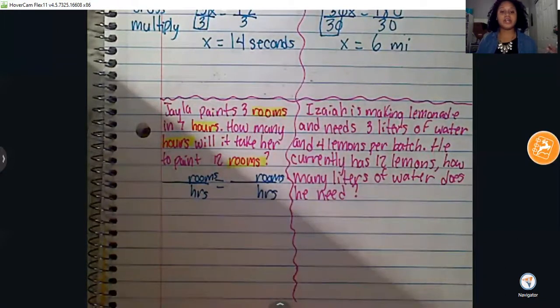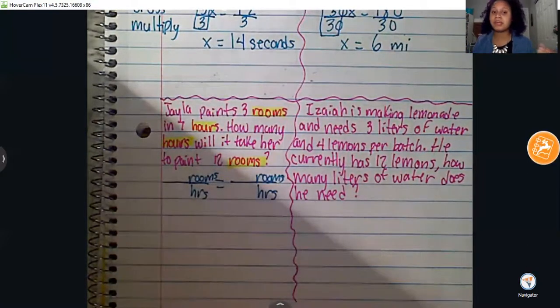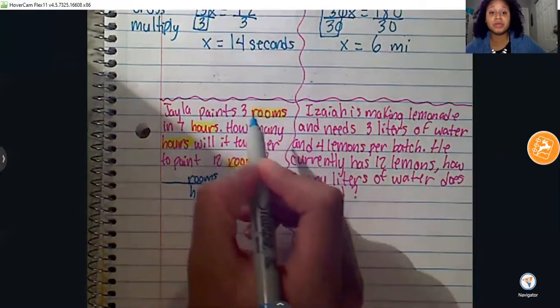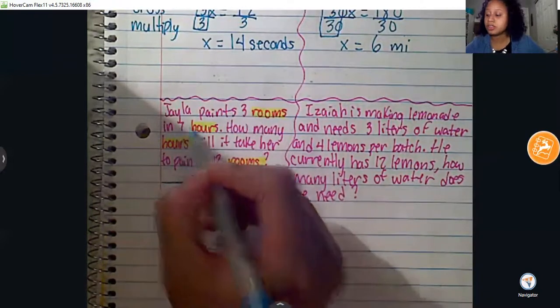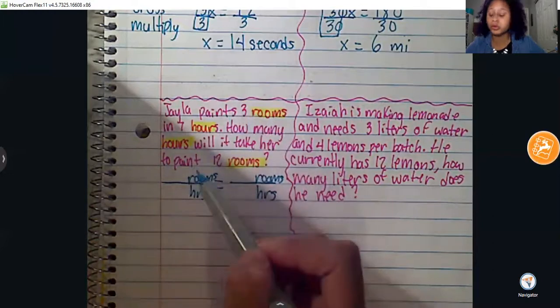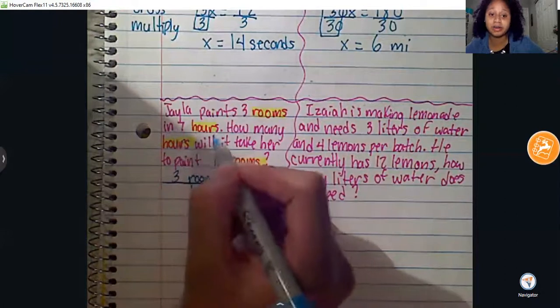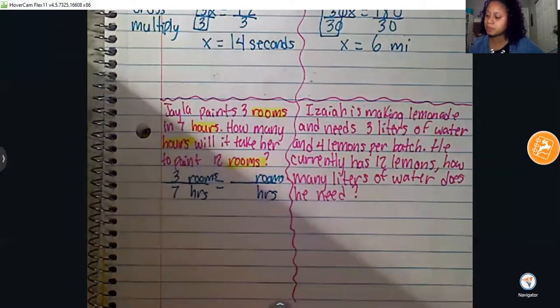So that is what I decided. You could have picked hours to be in the numerator or rooms to be in the denominator. Totally up to you. As long as you have them matched on each side, that's all that matters. So it says she paints 3 rooms in 7 hours. So you're going to match these numbers with the unit. So 3 rooms goes in the numerator. 7 hours goes in the denominator.